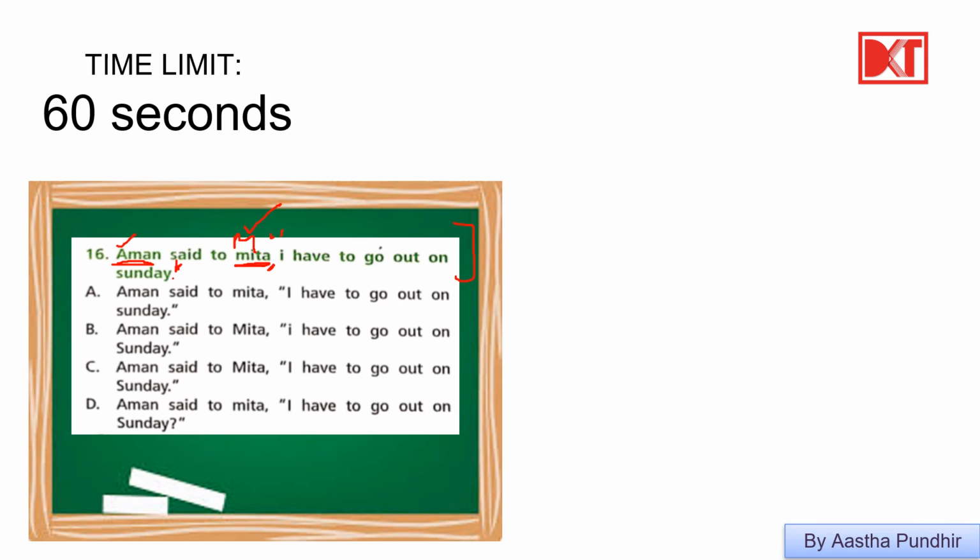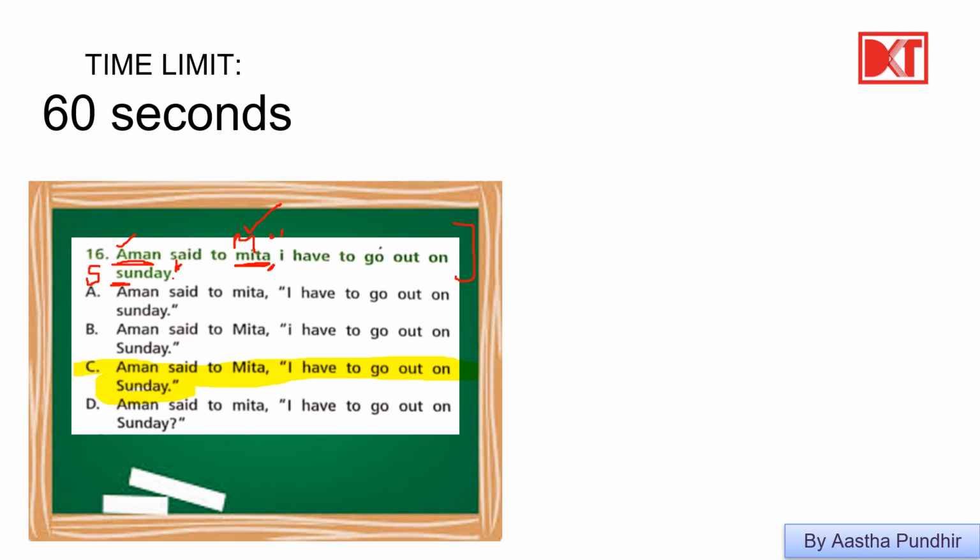To go out on Sunday. We also read in the capital letters that the days of the week are supposed to be capital, so S will be capital. Let's see which one is correct. Yeah, C. Aman said to Meeta, I have to go out on Sunday. Why so? Why not the others?